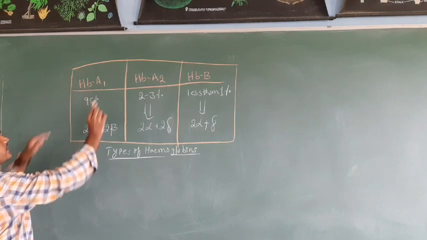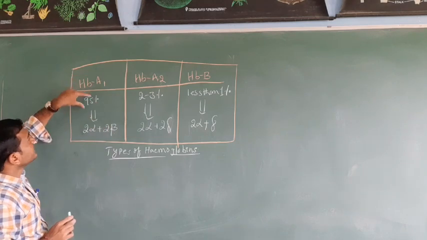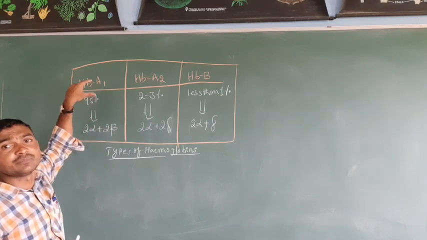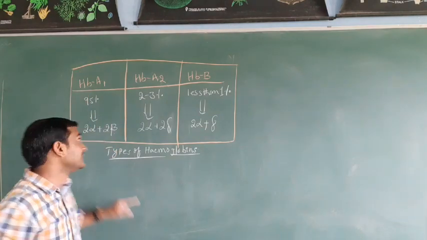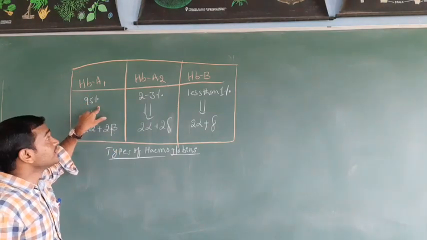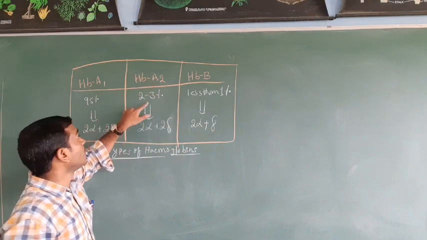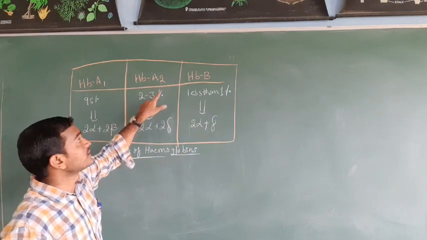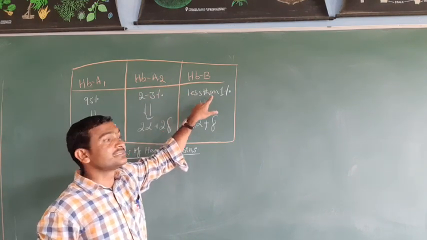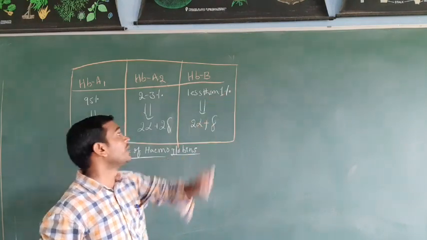First, take hemoglobin A1. Generally it is available in 95% of living organisms. Which type of hemoglobin is it? Hemoglobin A1. The second is hemoglobin A2, which is almost 2 to 3%. The third one is hemoglobin F, which is less than 1%.